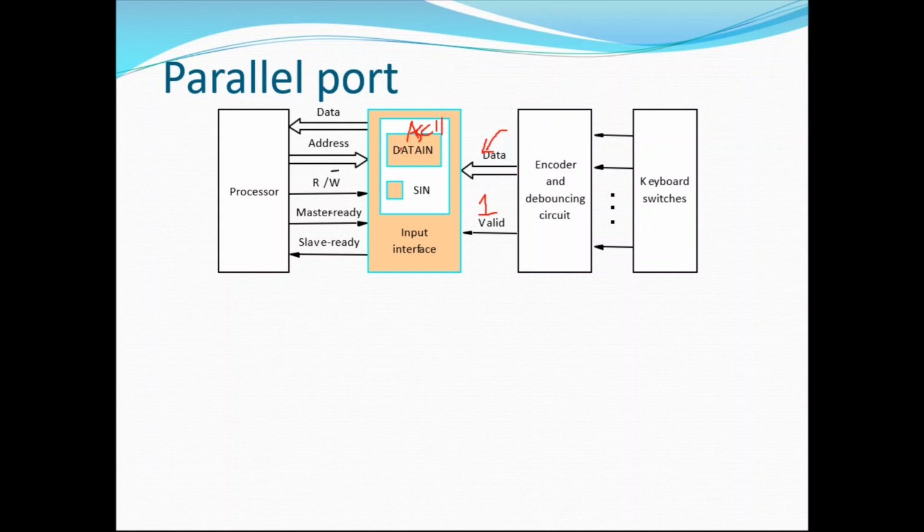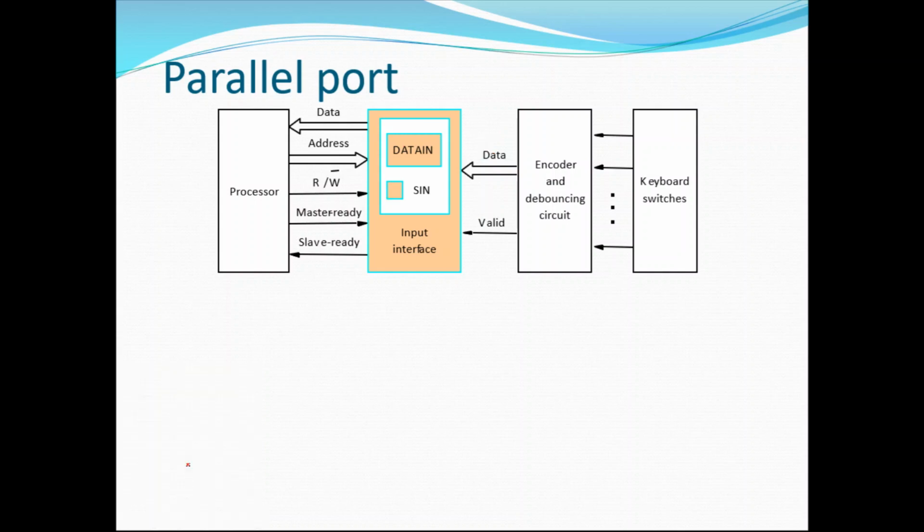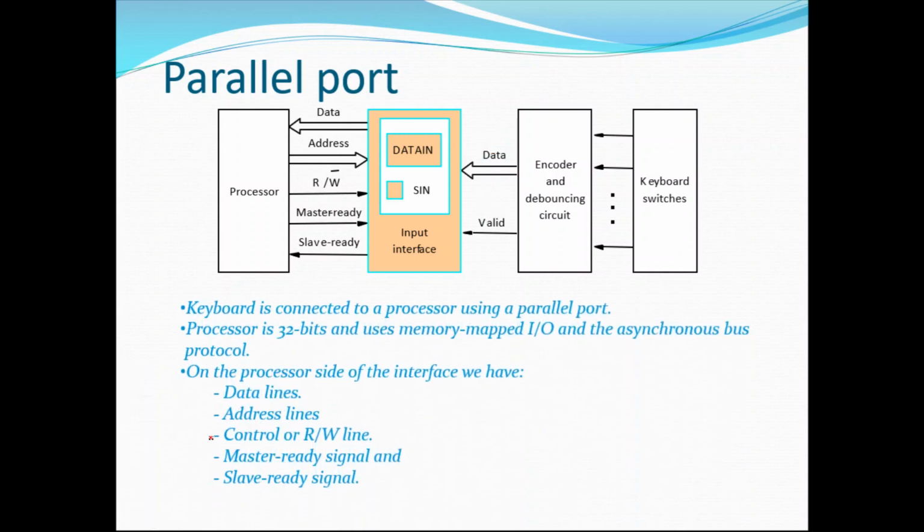After keeping the data in the register, it will also set the SIN bit to 1. Once the SIN bit is 1, the processor, which keeps polling the SIN bit, will understand that some data is available in the data in register, and it will read the data. So this is how data is read from an IO device using a parallel port.